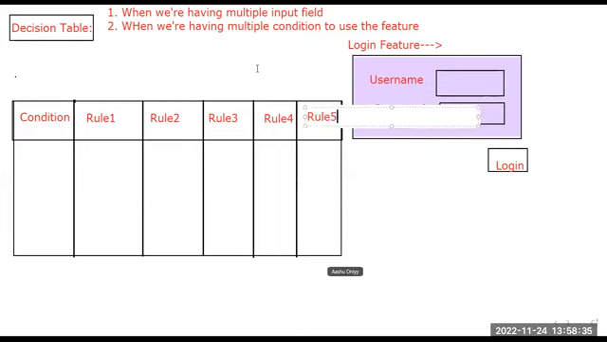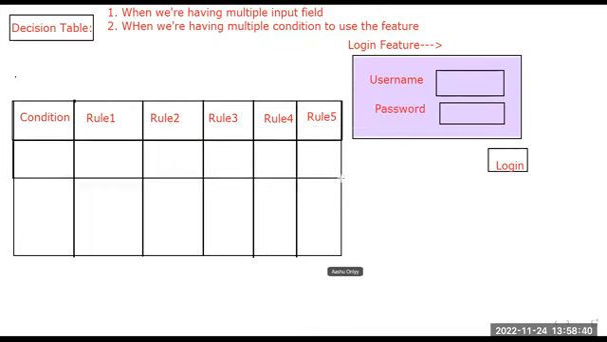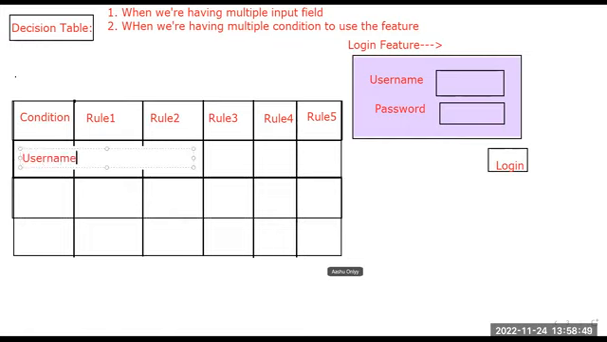So now here we are having the first column saying that here we have to write the condition. Along with that condition, we are having some rules. My condition is saying that we have to enter the username and we have to enter the password. That is the only input fields we are having. Don't get confused, this condition I can call the input field also.